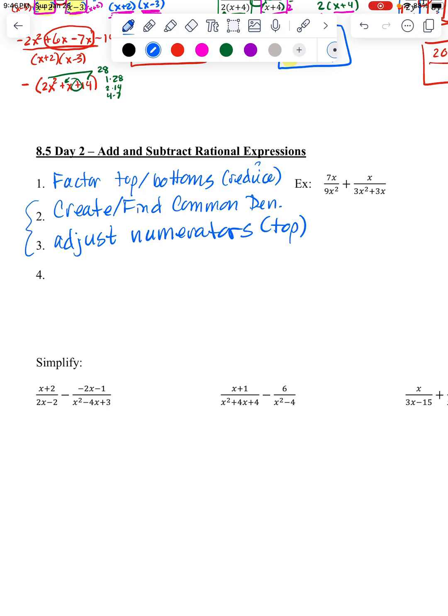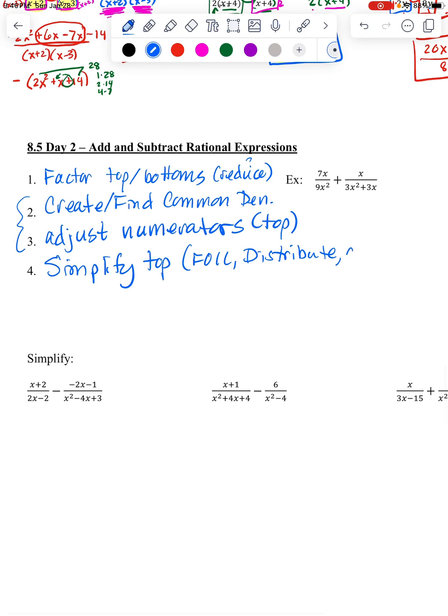And then we also need to simplify the top. Just like yesterday, once we get a common denominator, we do some work on the top. That might involve FOIL. This should be familiar, we practiced it yesterday. Then you might need to distribute, you might need to combine like terms, whatever is necessary mathematically.